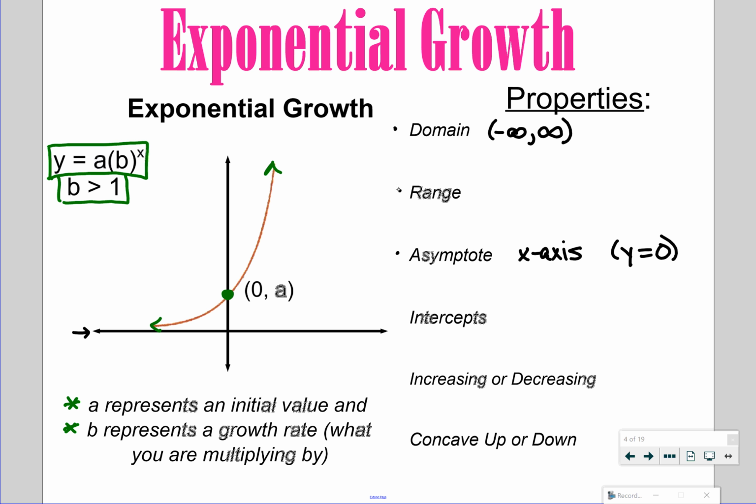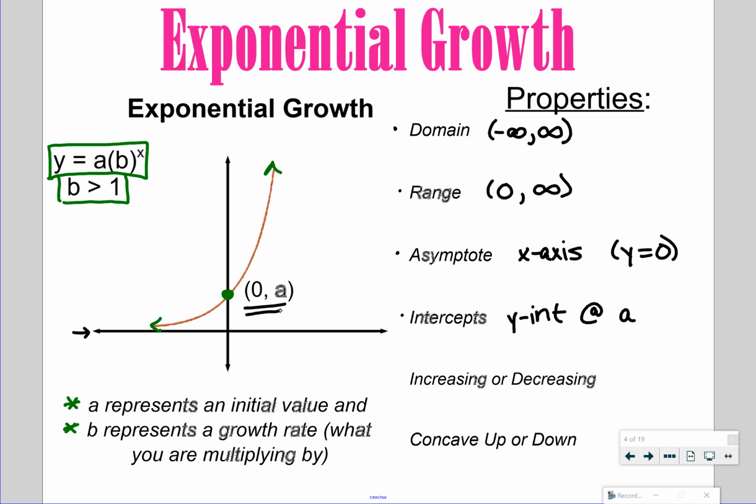That means our range is only positive numbers. So we're going to say 0 with a parenthesis to infinity. Again, it's going to be a parenthesis there because we can't equal 0. We can't touch 0. That's when we would use a bracket, if it was equal to 0. Intercepts, we have a y-intercept at a, where you could say the point (0, a). It's labeled on this graph here.